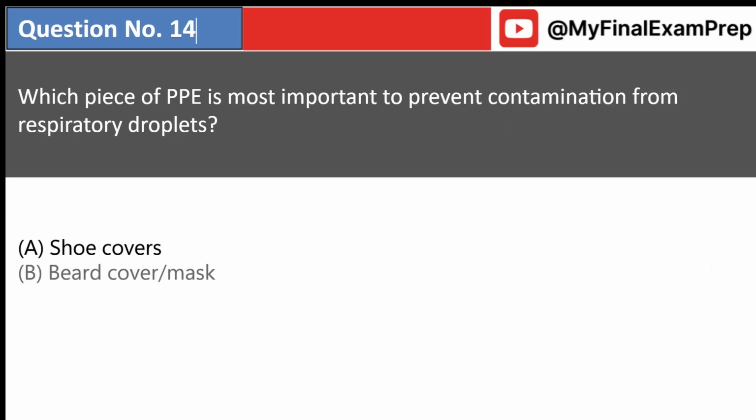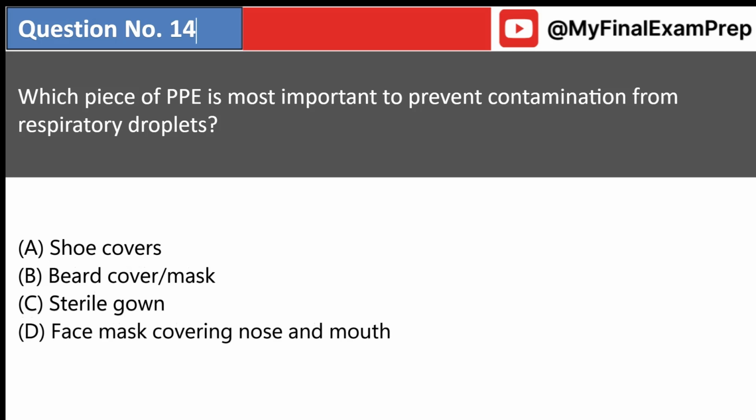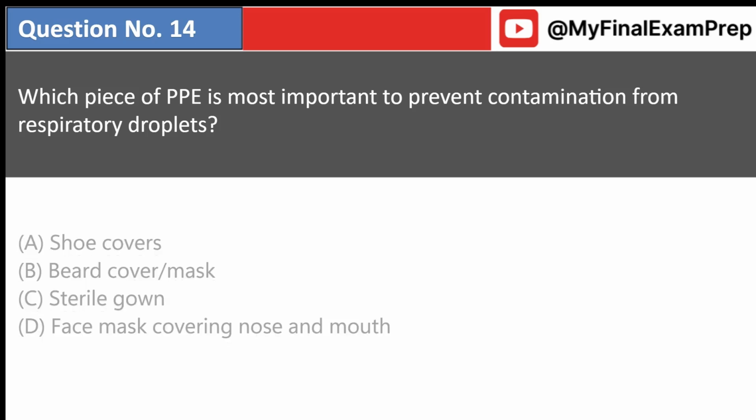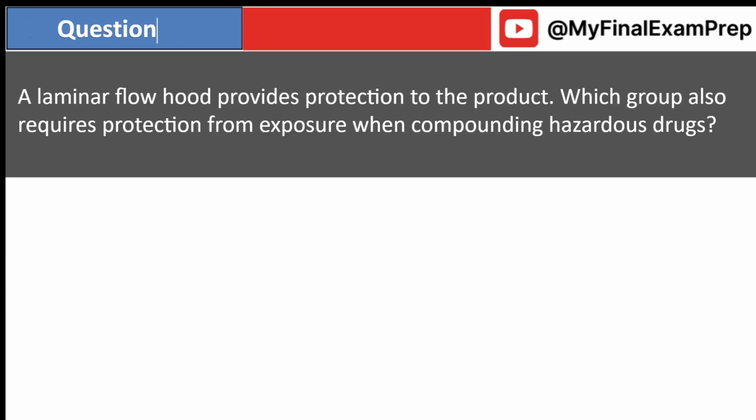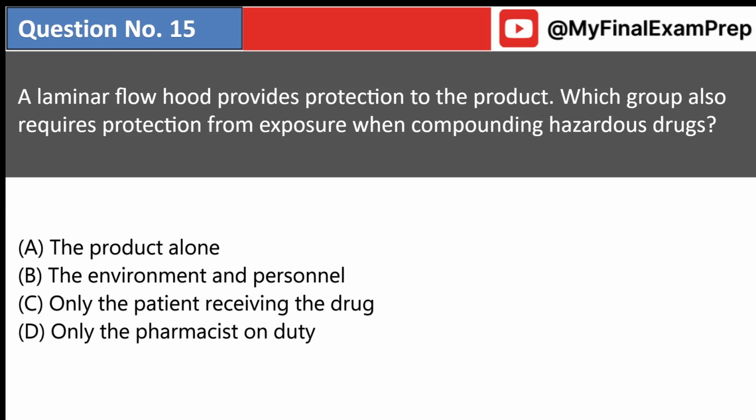Which piece of PPE is most important to prevent contamination from respiratory droplets? A. Shoe covers. B. Beard cover/mask. C. Sterile gown. D. Face mask covering nose and mouth. Answer: D. Face masks reduce droplet contamination from the mouth and nose. For compounding, masks are essential to prevent microbial contamination of sterile products. A laminar flow hood provides protection to the product.